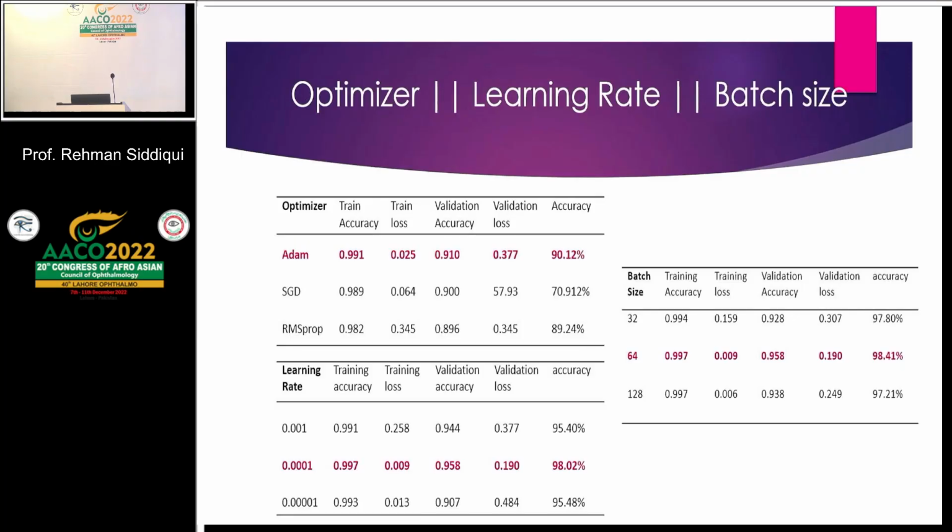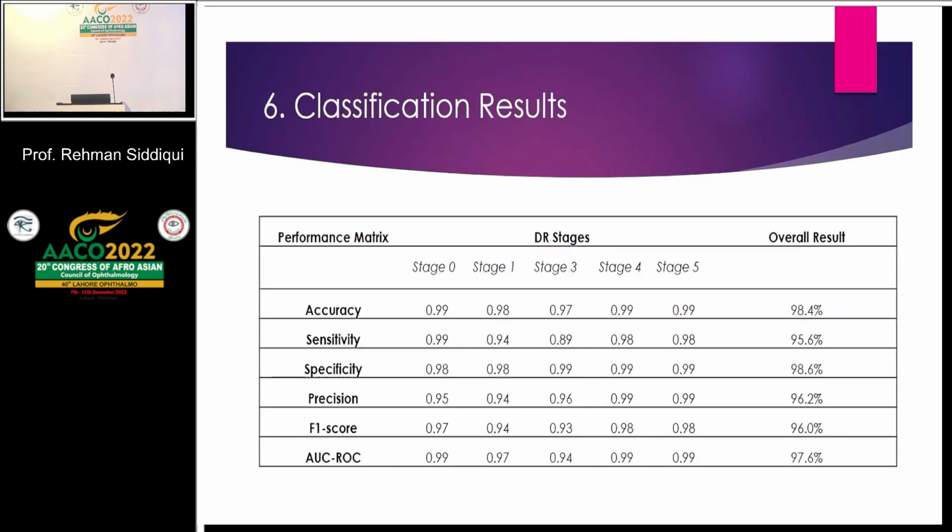Here you can see that we found Adam as the best optimizer, 0.0001 and 64 as the optimal learning rate and batch size for this work. Finally, the output of the proposed framework is in the form of 5 DR stages.